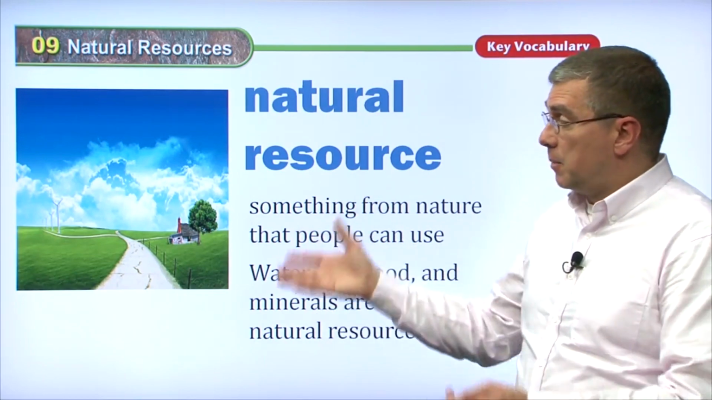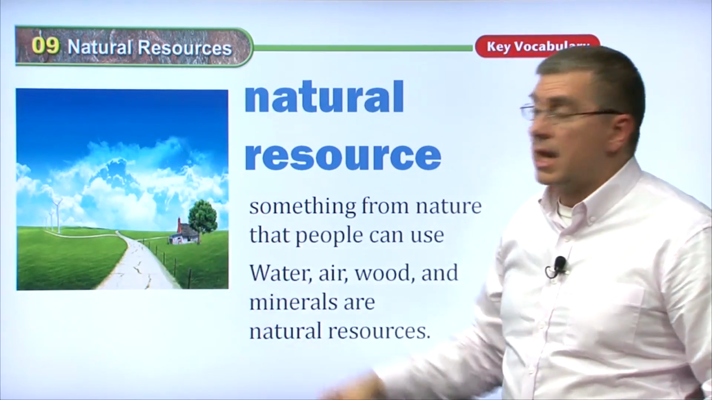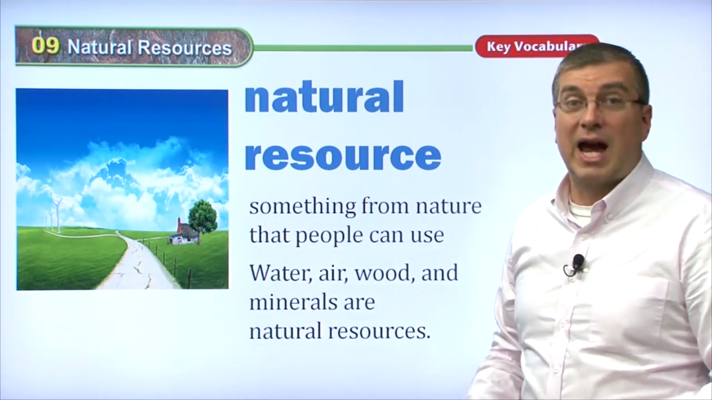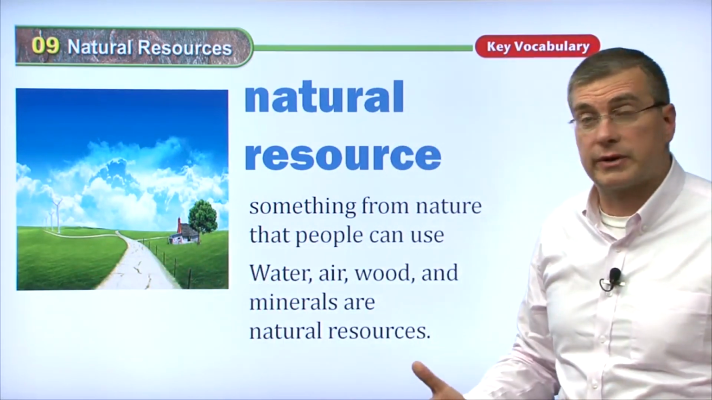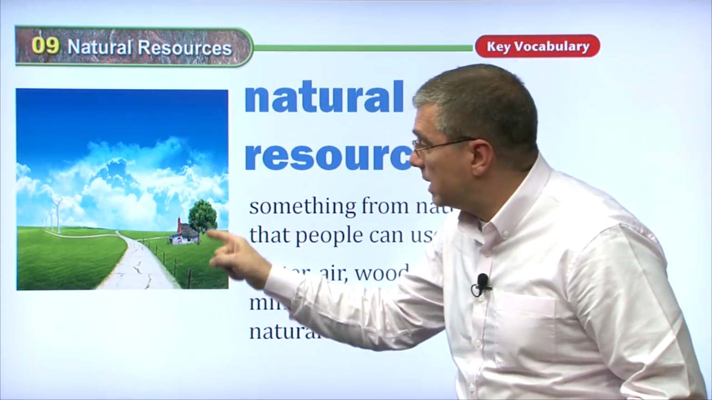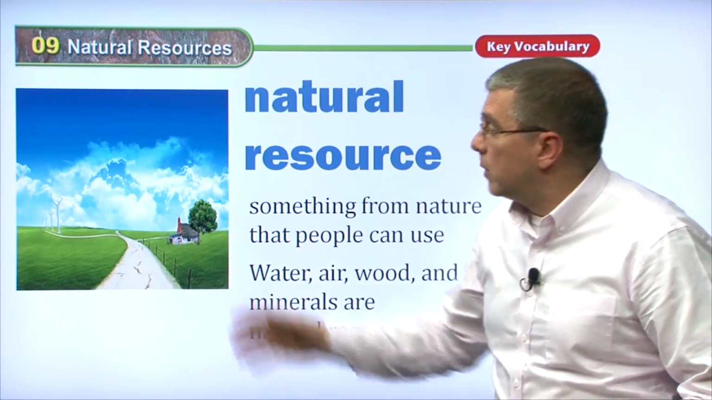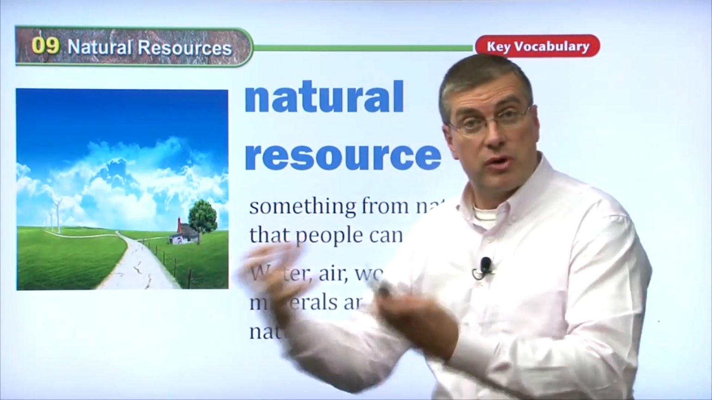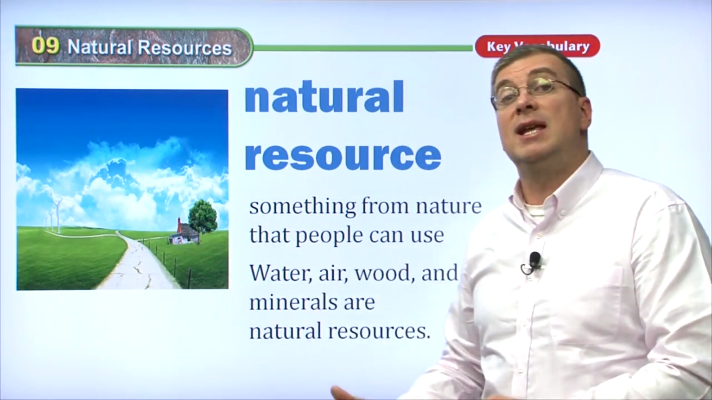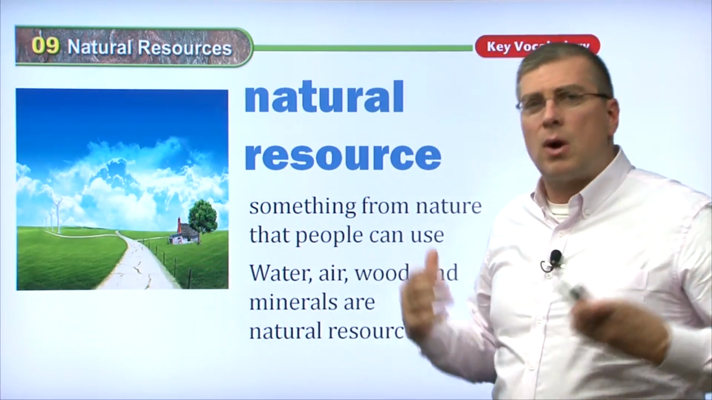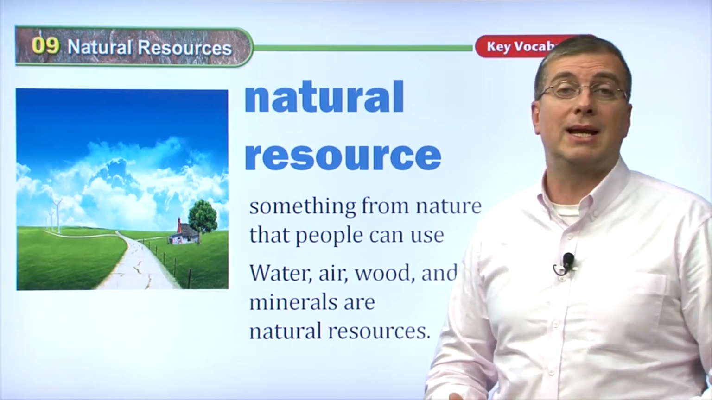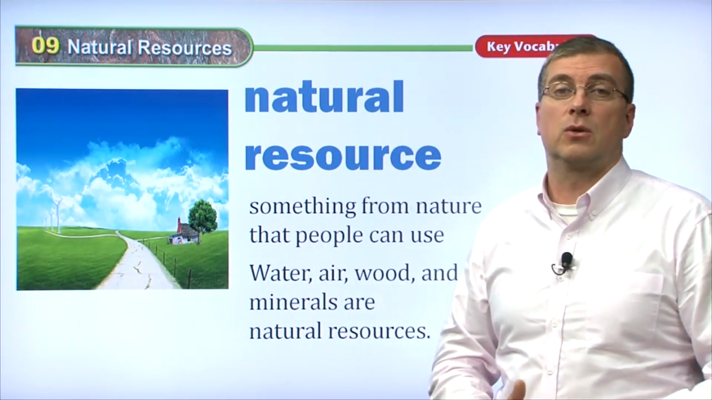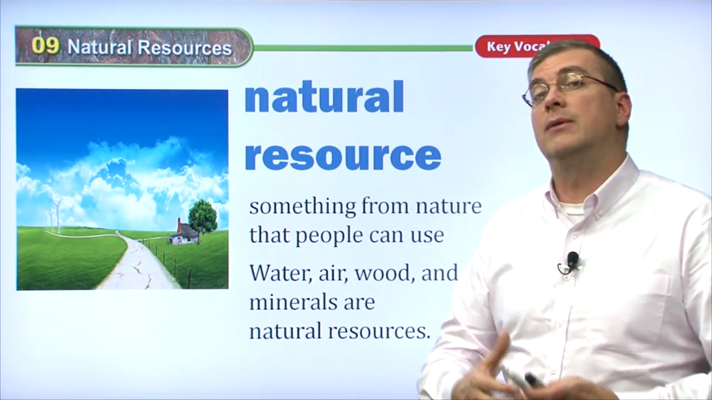So like I said in that picture, and in this picture too, when we look, all of these things we can use as a resource. We can use the ground to grow crops. We can use the trees to build houses. We can use the wind to capture their energy and turn that energy into electricity. So we're surrounded by natural resources. We're surrounded by nature. We can use those resources to help make our lives better.